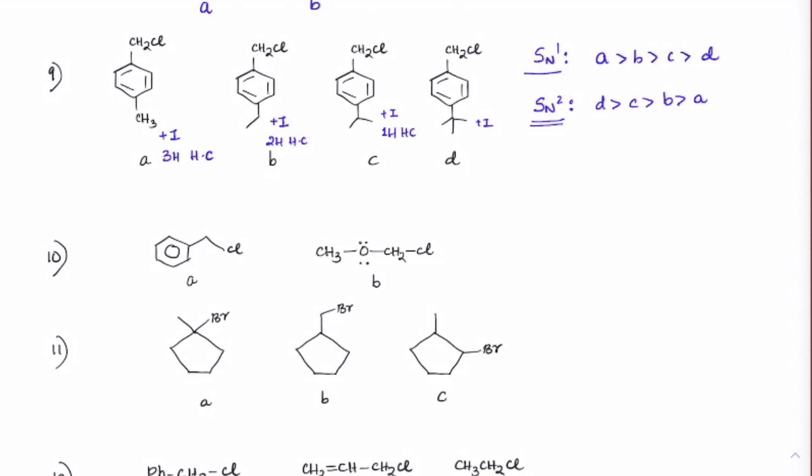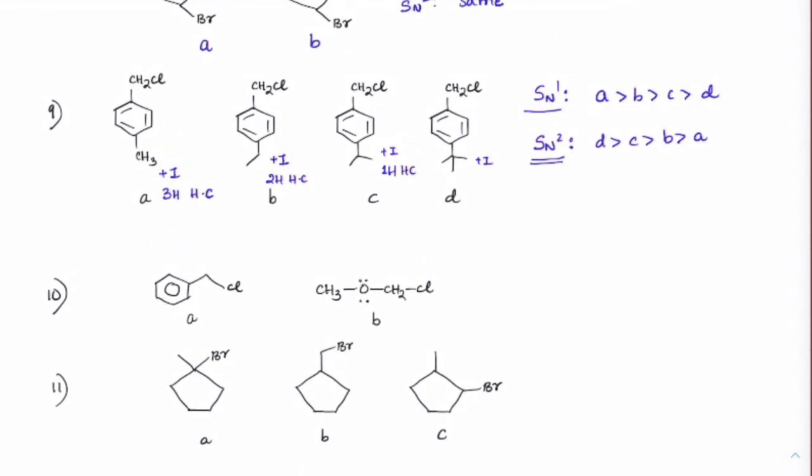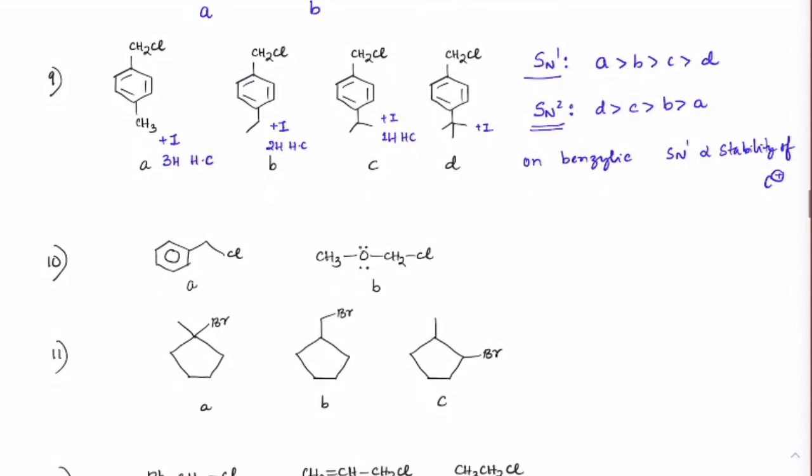So always remember, on the benzylic position, SN1 is directly proportional to stability of carbocation. Okay, SN2 is directly proportional to delta positive of the alpha carbon.